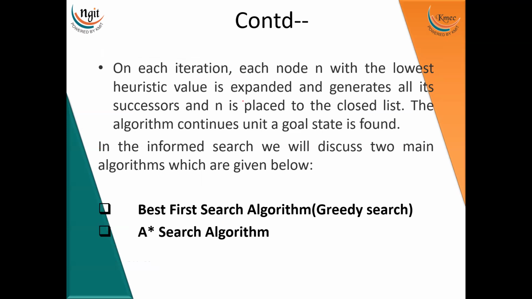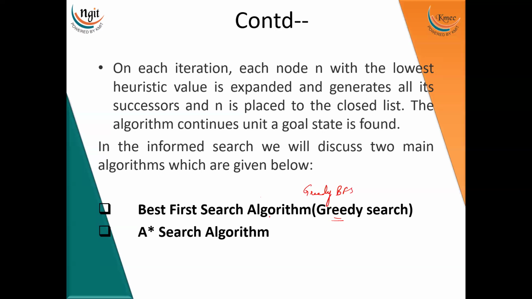Coming to informed search, generally we have two main algorithms under heuristic search or informed search algorithms. That is, the best first search algorithm, also called greedy search, or simply greedy BFS, that is greedy best first search, and the other one is the A star search algorithm. Before going to these two algorithms, let us discuss what heuristic is in AI.